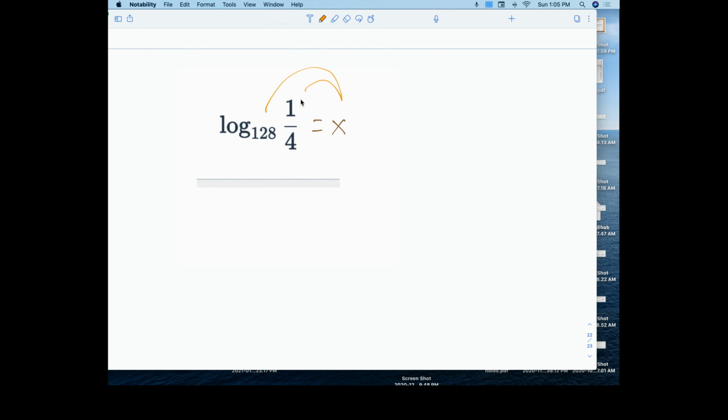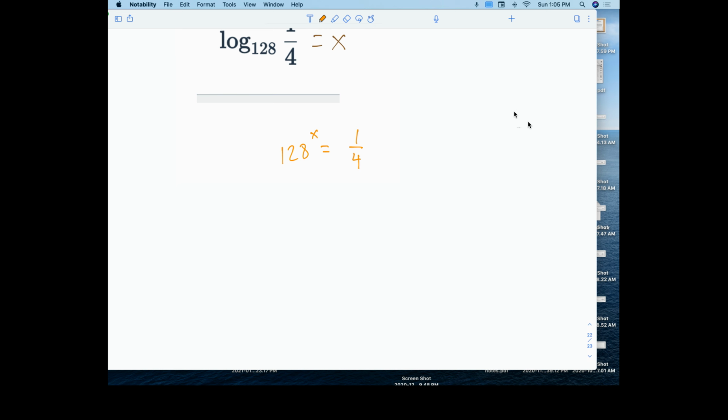And so when I log it, I get 128. Oh, so sorry, to convert into exponent format. Apologize. I get 128 raised to the x equals 1/4. And so I don't like to deal with fractions, so I'm going to write 1/4 as 4 to the -1, and we'll leave 128 as such.